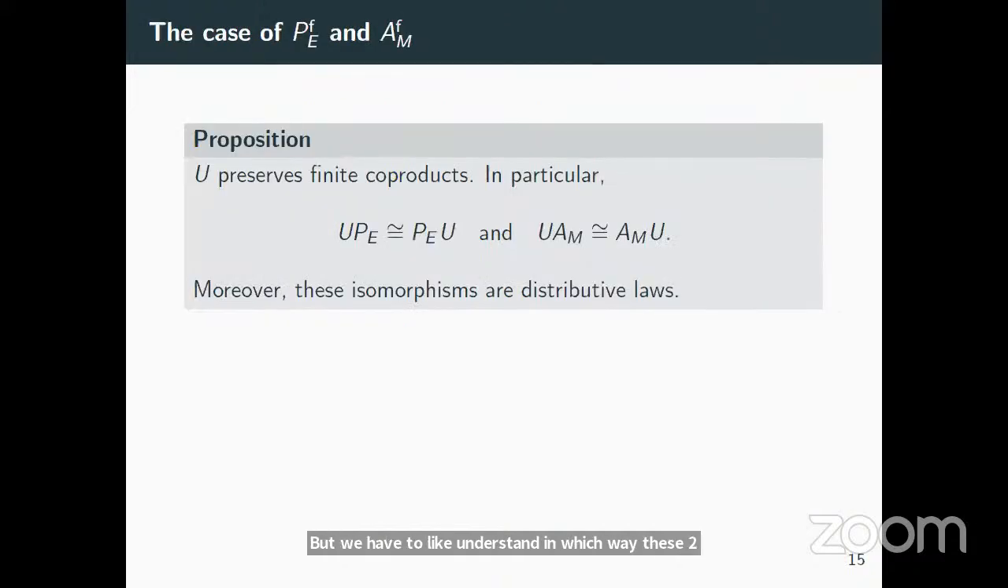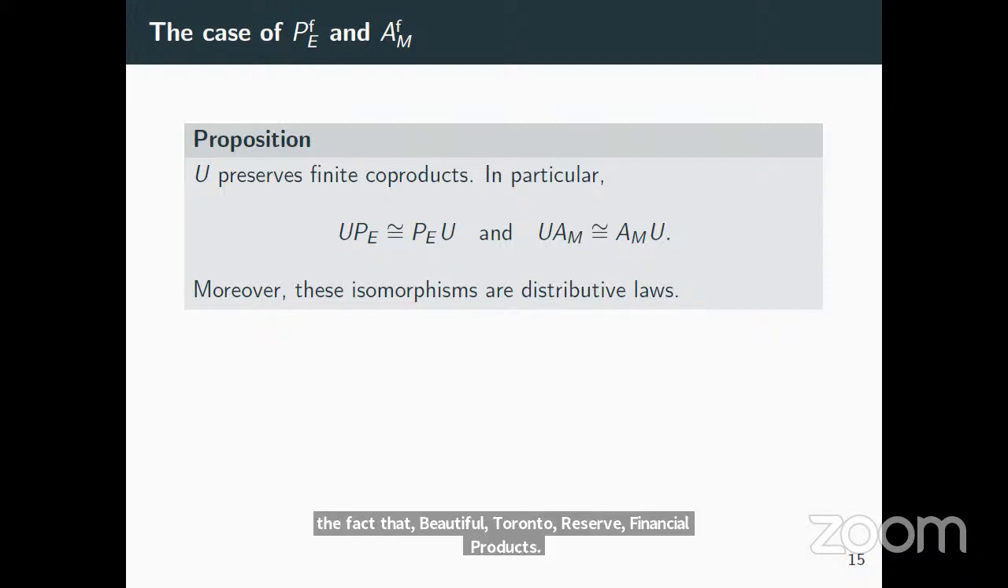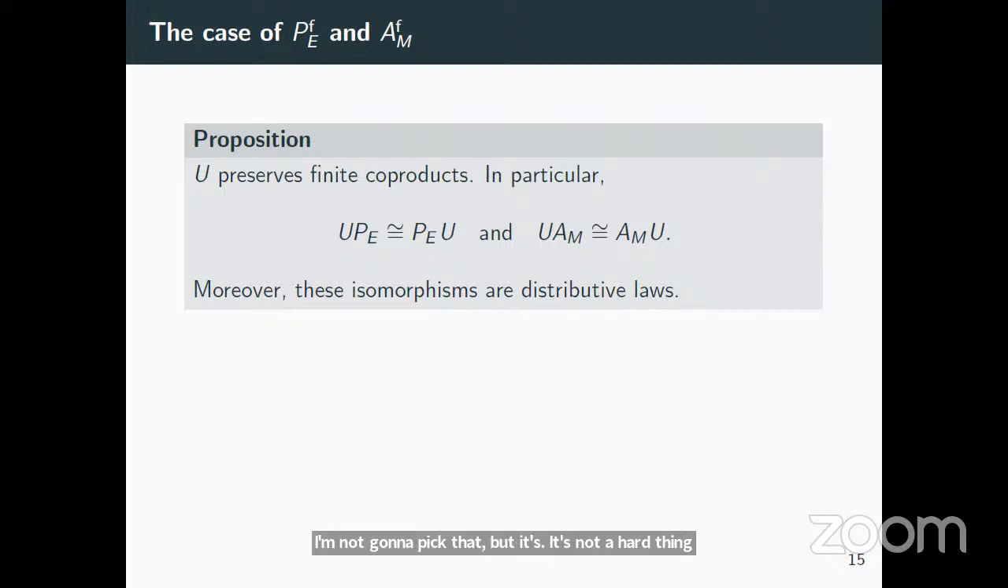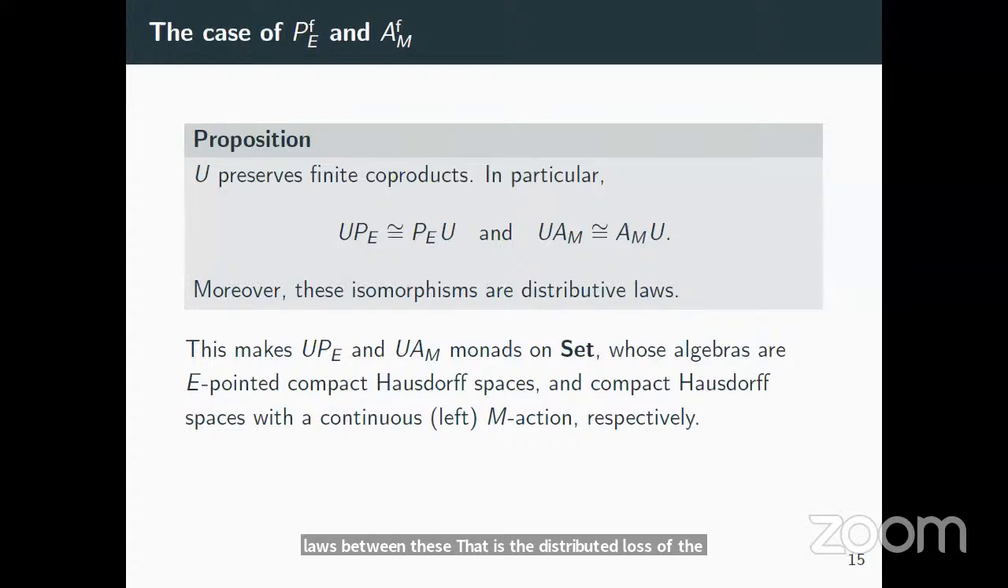So the first two cases of pointed sets and left M sets are particularly simple. It boils down to the fact that the ultrafilter monad preserves finite coproducts. I'm not going to prove that, but it's not a hard thing. Moreover, if you're careful and you look at that isomorphism, you'll see that you actually get distributive laws between these monads. These are the distributive laws of the previous talk. That means that UPE and UAM are monads on compact Hausdorff spaces, and their algebras are E-pointed compact Hausdorff spaces and compact Hausdorff spaces with a continuous left M action.